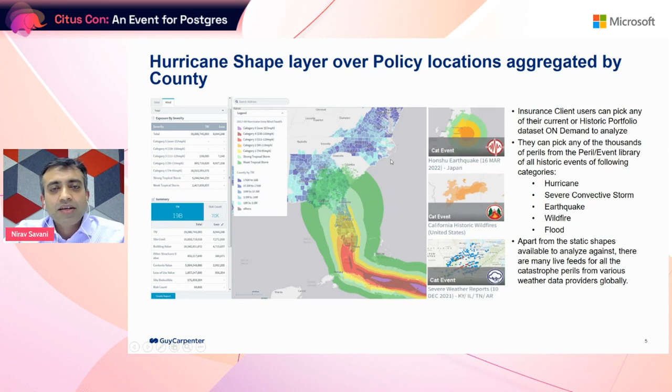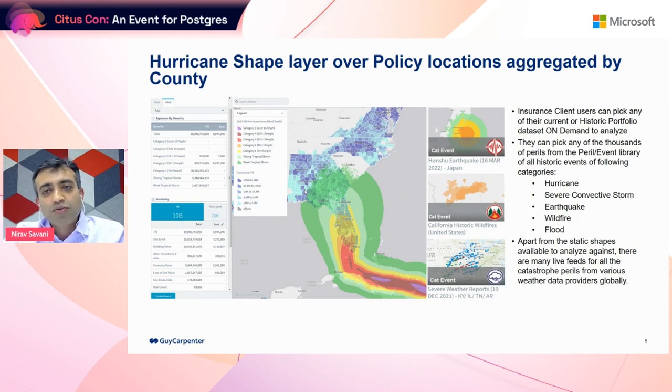And hurricane is not the only one. Here I'm showing the example of hurricane, but we provide a library of all the past perils which have happened in the past hundreds of years. We have it in our database. So they have a whole library of CAT events they can use.